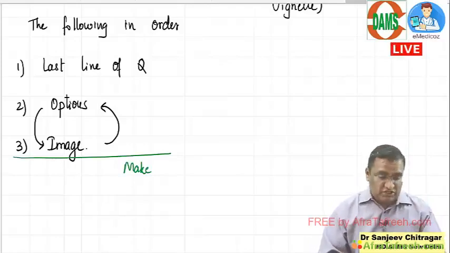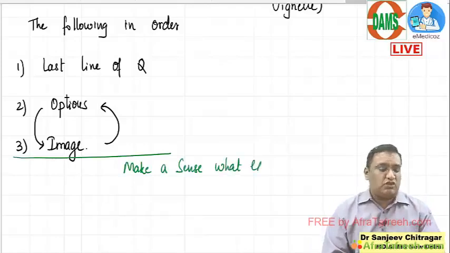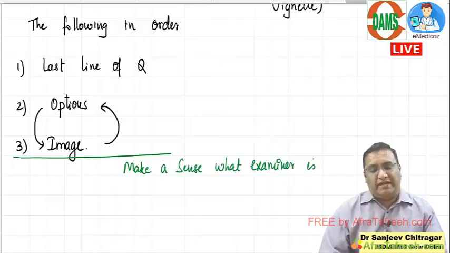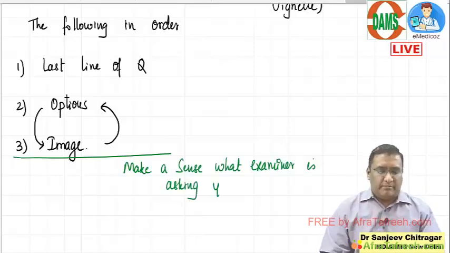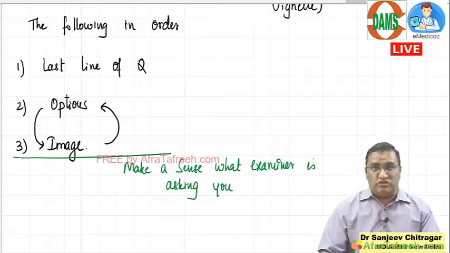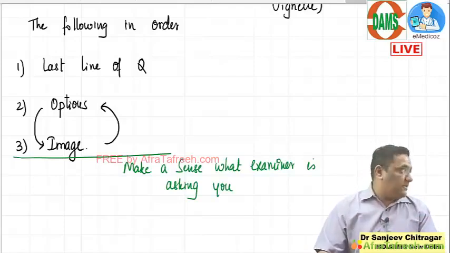And once I do this, without even looking at the clinical history of the patient, I will make a sense of what the examiner is expecting from me. Say, for example, there is a question asked, there's an image of a kidney tumor, and the examiner is asking something.